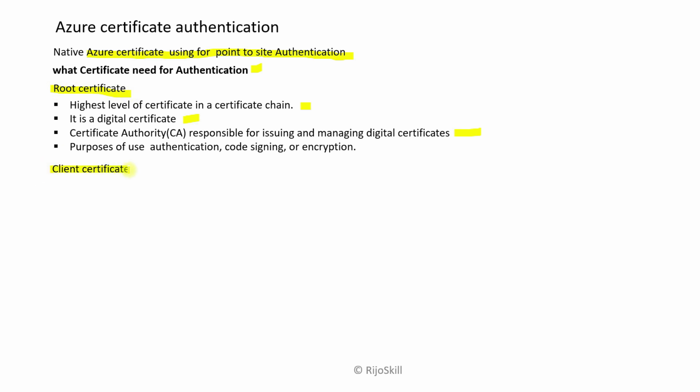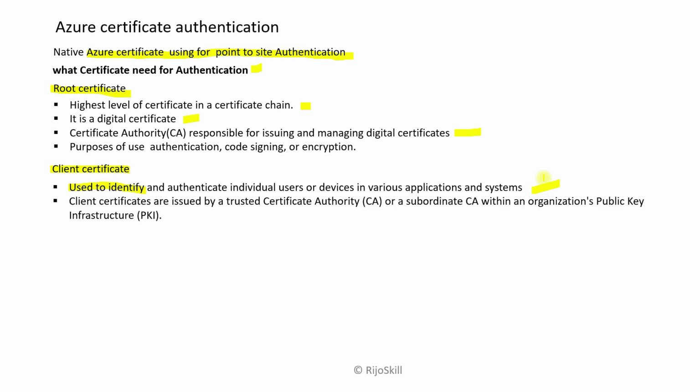Second, we need the client certificate. So what's the purpose of using the client certificate? It is used for identity and to authenticate an individual user or device or various applications, because you need to check the correct device you are authenticating. That's the client certificate we need. The client certificate is issued by a trusted certificate authority and subordinate CA with the organization's public key infrastructure, PKI. Okay, you will understand once we create this, then you can easily understand what the root certificate and client certificate are.